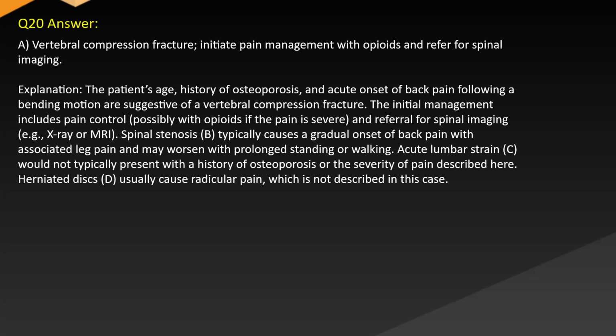Spinal stenosis, B, typically causes gradual onset of back pain with associated leg pain and may worsen with prolonged standing or walking. Acute lumbar strain, C, would not typically present with a history of osteoporosis or the severity of pain described here.